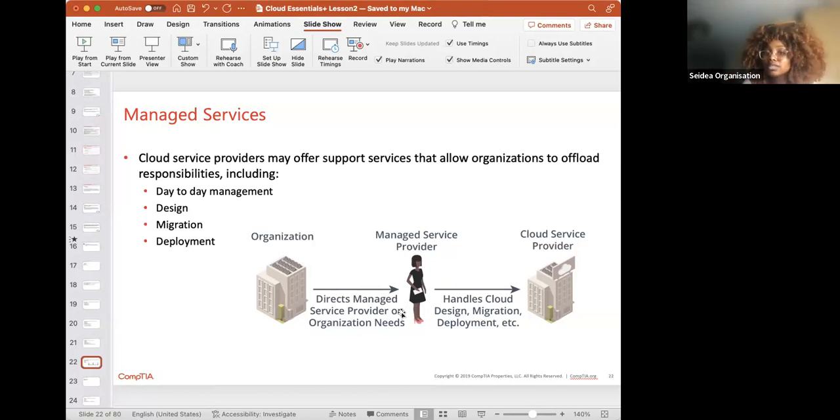Because they offset some of these activities, companies are able to be more efficient and focus more on innovation, and it also helps reduce costs. If an organization were to take on all this cost and build the infrastructure themselves, it would cost them a lot more. So they actually benefit a lot more by using managed services rather than doing it by themselves.